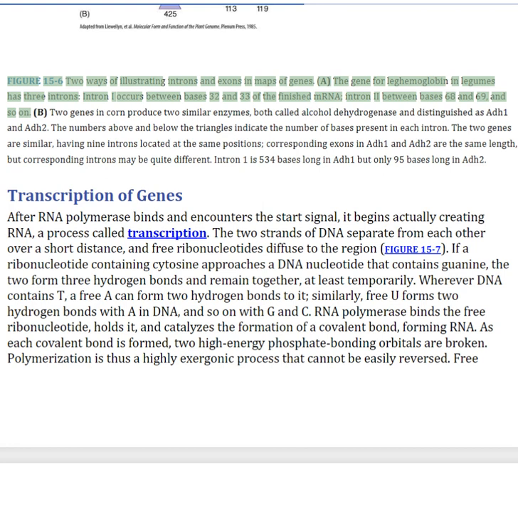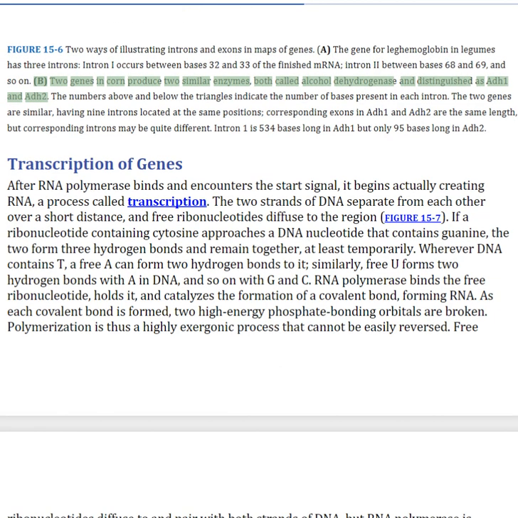Figure 15.6: Ways of illustrating introns and exons in maps of genes. The gene for leghemoglobin in legumes has 3 introns. Intron 1 occurs between bases 32 and 33 of the finished mRNA, intron 2 between bases 68 and 69, and so on. 2 genes in corn produce 2 similar enzymes, both called alcohol dehydrogenase and distinguished as ADH1 and ADH2.